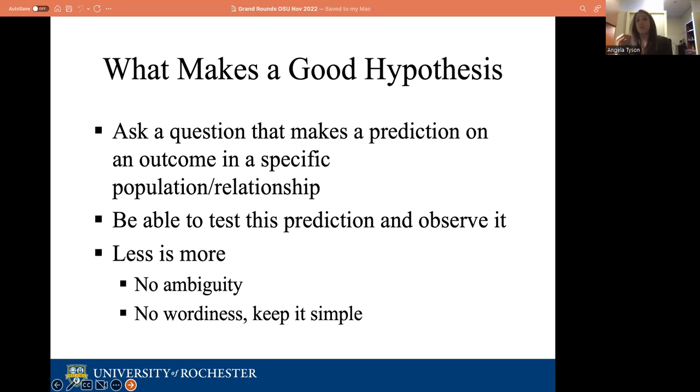You have to be able to test the prediction that you're making and actually observe it in the study that you're doing. And less is always more. Take out ambiguity, take out wordiness. The fewer words you have here, the more simple and understandable it is, the better it goes. This should be a 2 to 3 line sentence max. It can take a while to get an idea to that point and that simplified.